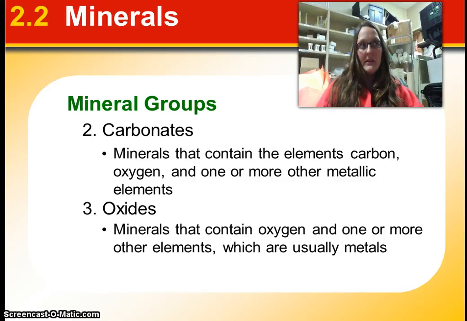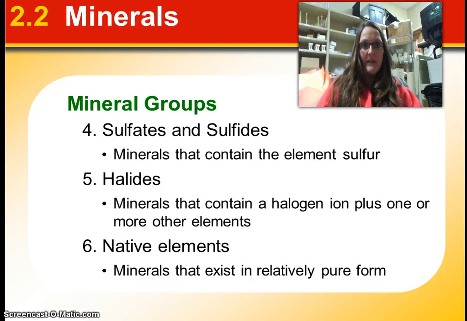But the oxygen has to be bonded to one or more elements in order to be considered an oxide. Typically metallic things on your periodic table, typically metals. You can pause this if you don't have enough time to write it down, but we'll keep going. Okay, and then 4, 5, and 6.